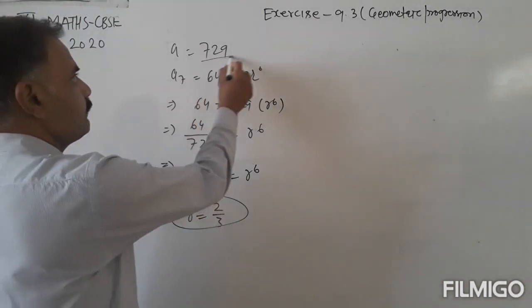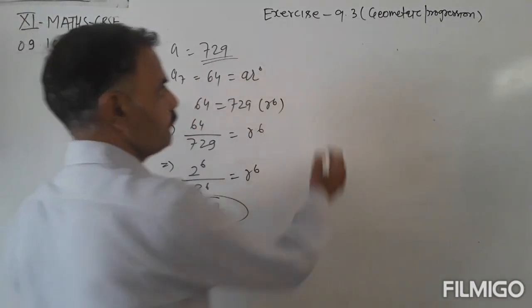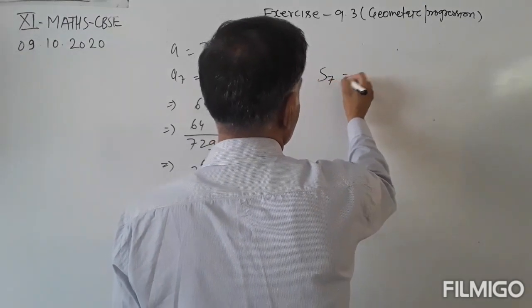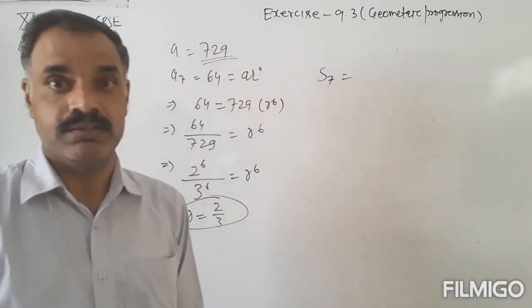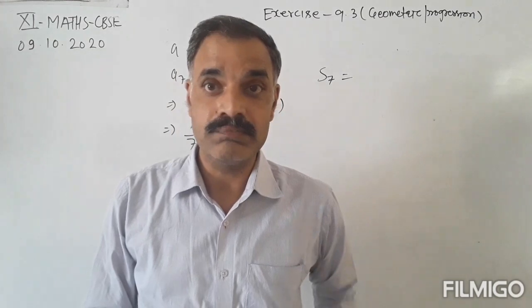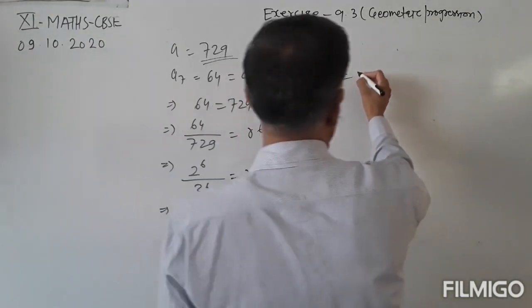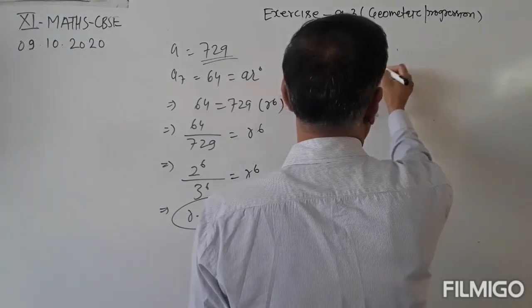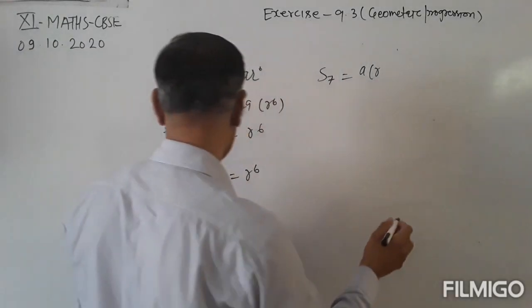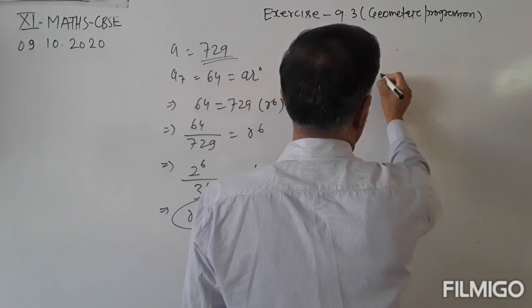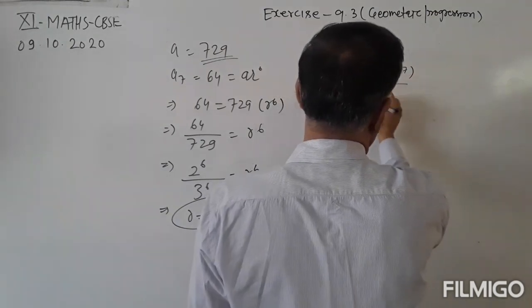First term is 729. Now we have to find the sum of 7 terms, that is S7. S7 is equal to a into 1 minus r to the power 7 upon 1 minus r, where r is 2 by 3.